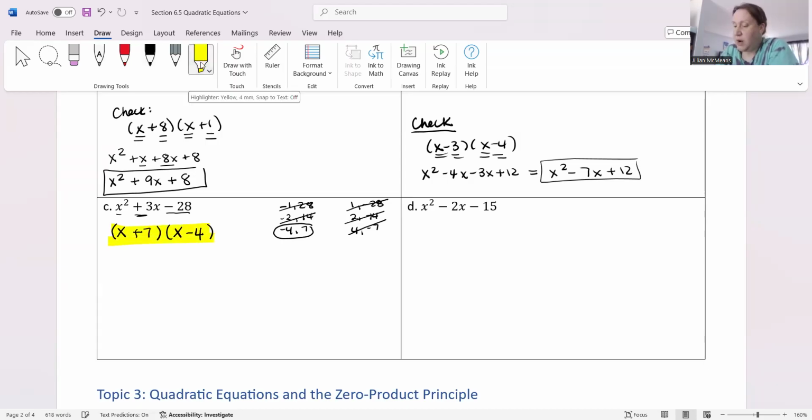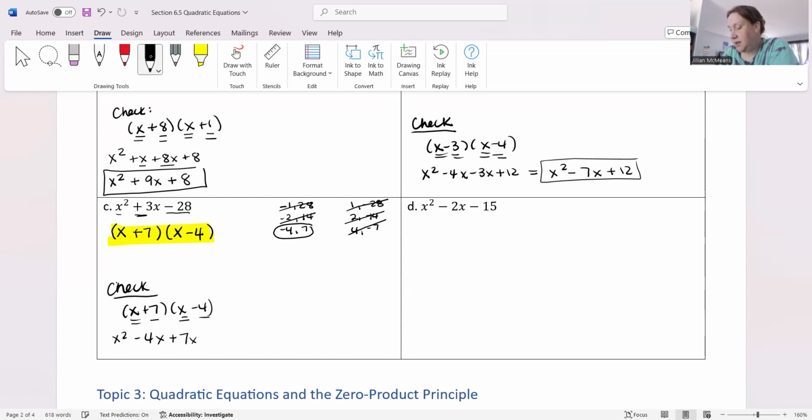And again, just for the sake of practice, we can check this. So we have x plus 7 times x minus 4. x times x is x squared. x times -4 is -4x. 7 times x is plus 7x, and 7 times -4 is -28. And then we can simplify these 2 middle terms. So in standard form, we get x squared plus 3x minus 28, which is exactly what we started with, okay?